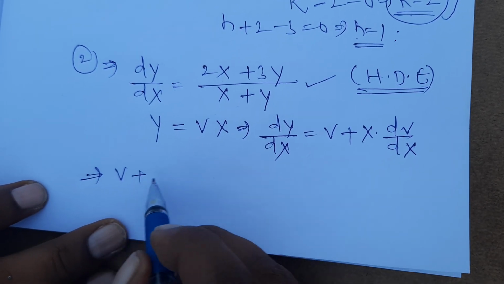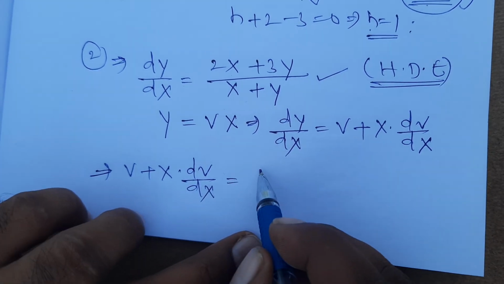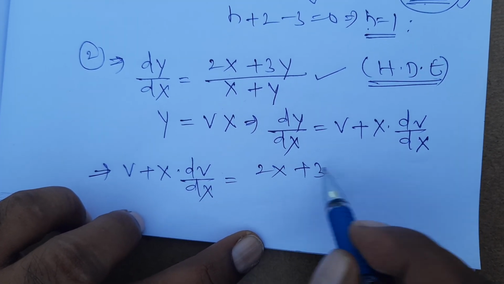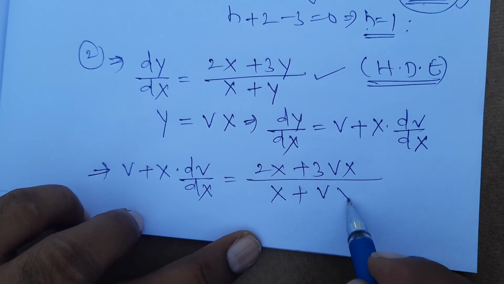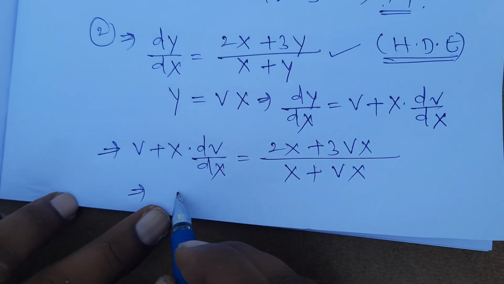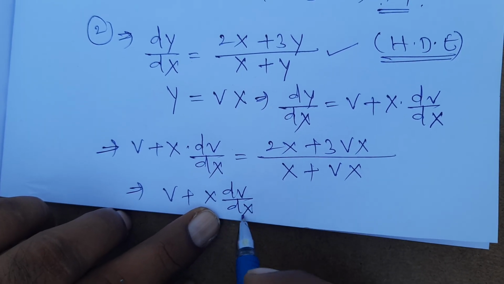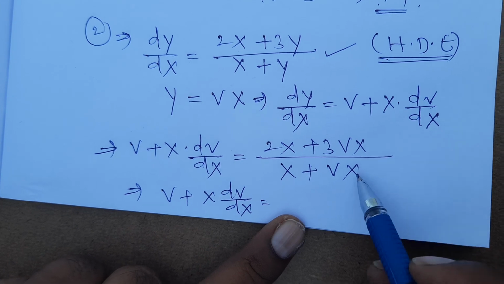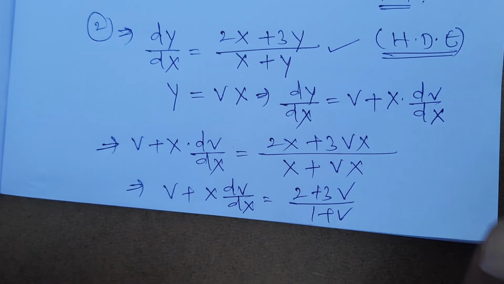Now the equation changes to v + x dv/dx = (2x + 3y)/(x + y), with y = vx. Simplify this. v + x dv/dX = numerator x, denominator x cancel, (2 + 3v)/(1 + v).